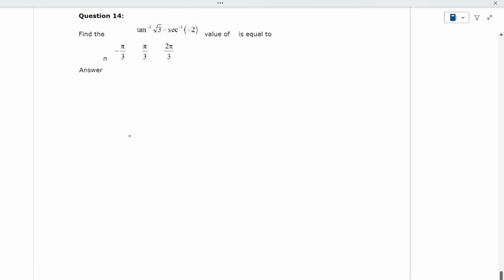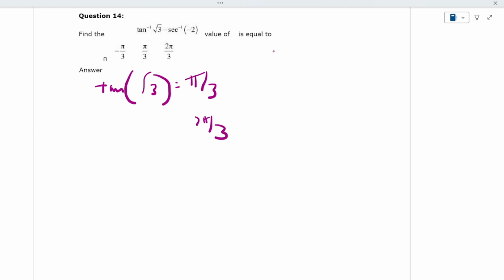Now the next question, the 14th question and the last question of this exercise: find the value of tan inverse of root 3 minus secant inverse of minus 2. Now let's solve for tan inverse of root 3. As soon as you see root 3, you should say that it is pi by 3. Now for secant inverse of minus 2, it would be 2 pi by 3.